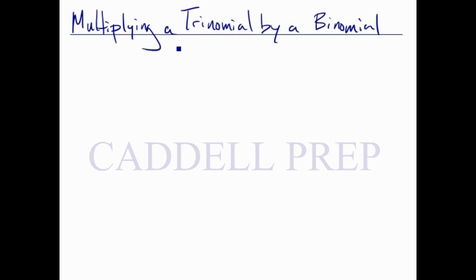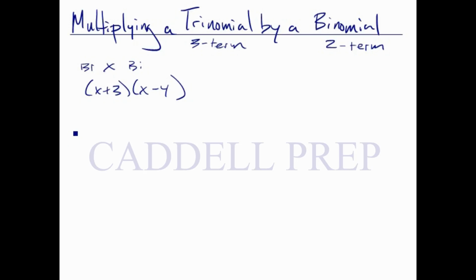Let's go over multiplying a trinomial by a binomial. So trinomial means that it's going to have 3 terms, and a binomial means it's going to have 2 terms. So let's go over multiplying a binomial by a binomial first. So for a binomial times a binomial, we could have something like x plus 3 times x minus 4.